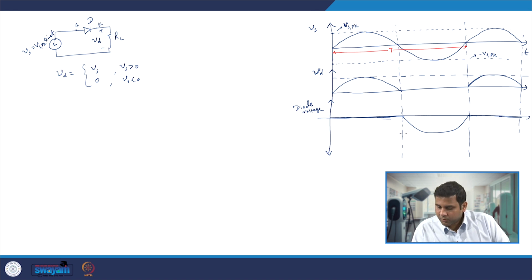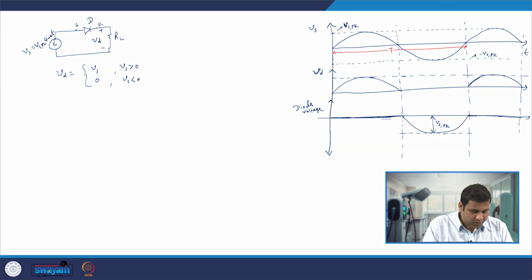And at this point is nothing but our Vs peak. So in this particular case we have seen that during the positive Vs, our diode is conducting, and that is when the voltage will start appearing across the load, and that is when the current will be drawn from the source. In the negative half cycle the diode will be reverse biased and the entire voltage will be blocked across this diode as drawn here.